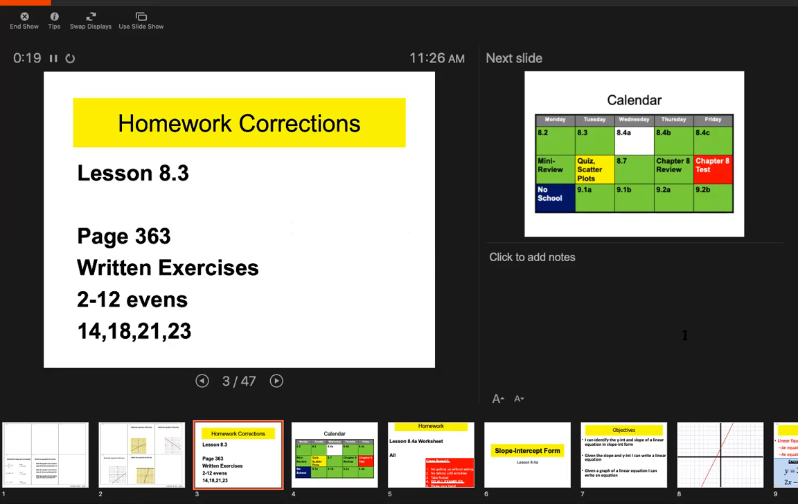All right, let's go. Homework, get it out. All right, questions on the homework. Number 21 and 23. All right. This was Josie's question yesterday. What about the ones that say x equals or y equals a number?